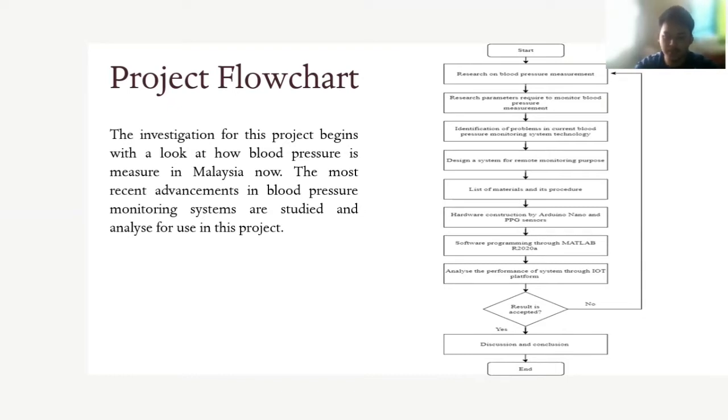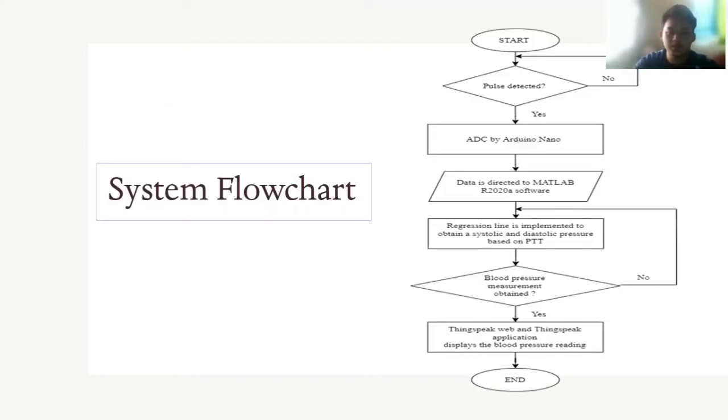And from the result, we check whether it is accepted or not. If no, the system goes back to the research on blood pressure measurement. If yes, we go to discussion and conclusion, and lastly the end of this flowchart. Then I will go to the system flowchart.